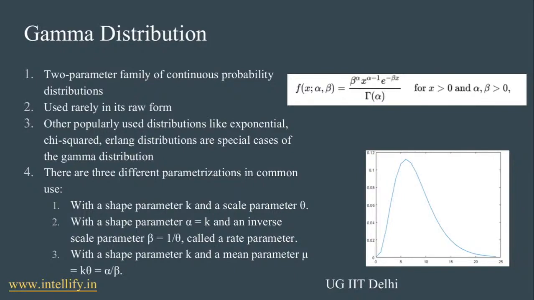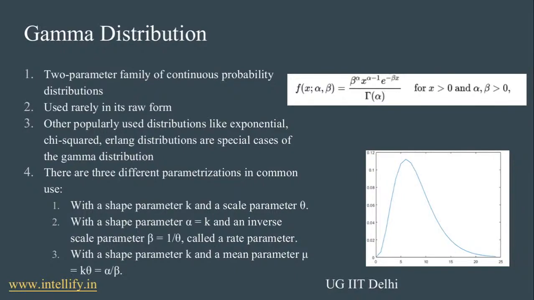The gamma distribution can be parameterized with three parameters. First, with the shape parameter k and the scale parameter theta. With the shape parameter alpha equal to k and an inverse scale parameter beta equal to 1 upon theta, it is called a rate parameter. With the shape parameter k and mean parameter mu, which is equal to k theta, which becomes equal to alpha upon beta.